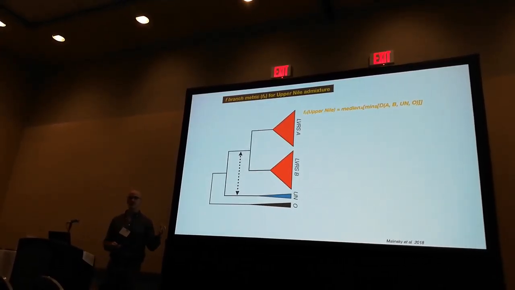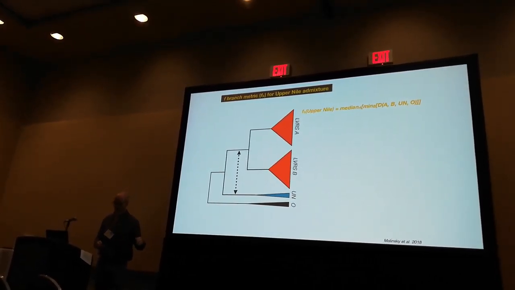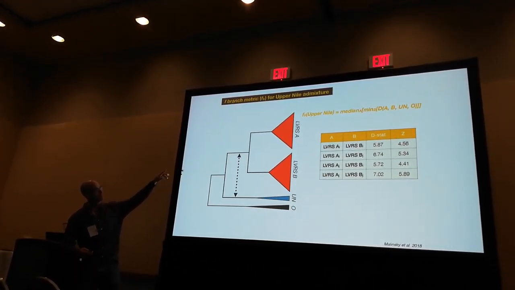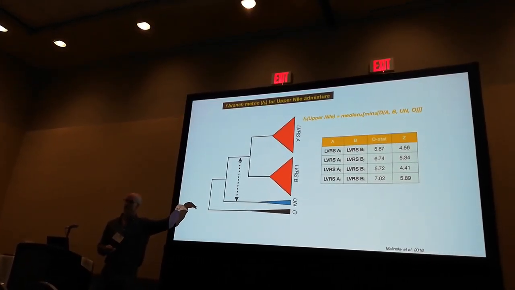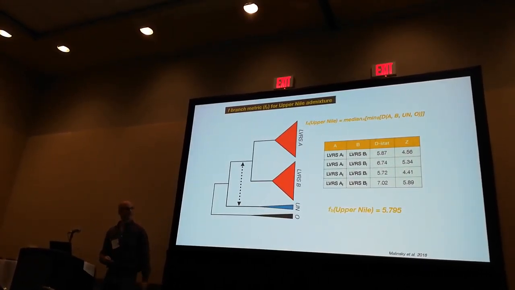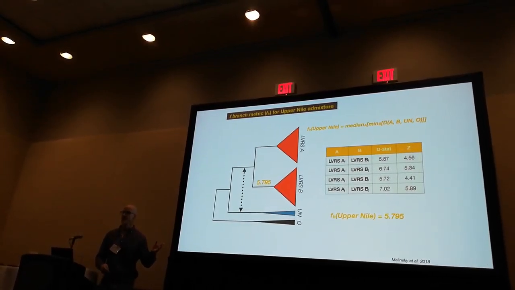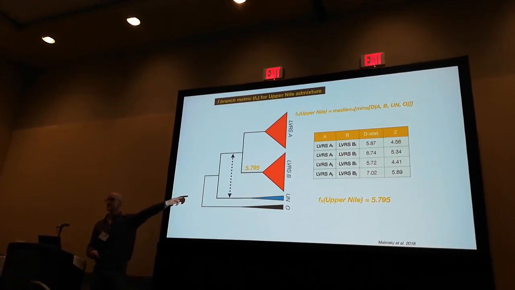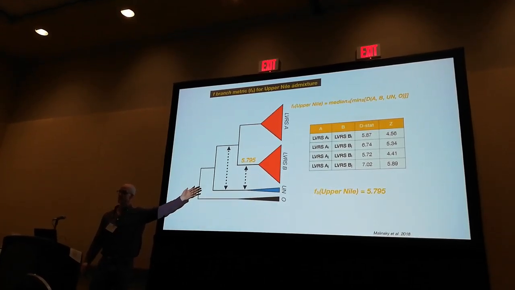And as a summary of these comparisons, we can use this recently developed metric by Malinsky et al. called the F-branch metric. And I won't go into too much detail here, but the basic idea is if you have two clades, A and B, you do all possible D statistics comparing lineages across those clades, and you can get a summary statistic of any signal of differential allele sharing. So in this case, our F-branch for branch B would be 5.795. It suggests more allele sharing between B with respect to A for Upper Nile ancestry and possibly an additional event.